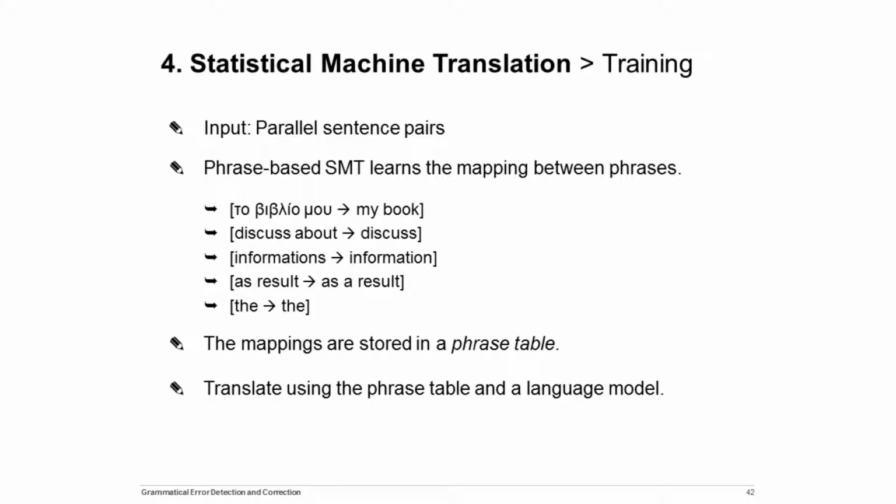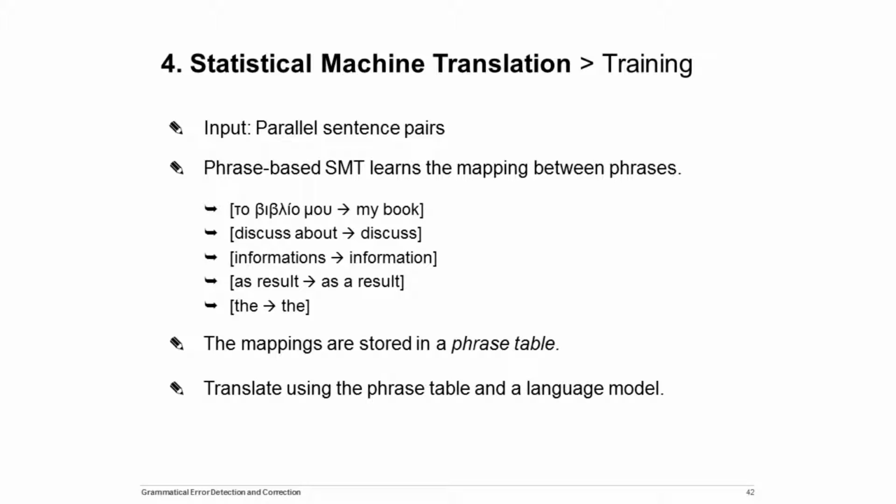How does this work? So I said before, you have the sentence pairs. Again, machine learning solves the problem. So phrase-based SMT just learns the mapping between phrases in the source and phrases in the target. So as examples, here's the Greek example. However you say that maps to my book, but the others, so discuss about is always wrong, so you would normally map that to discuss, and similarly information goes to information, and so on. And so you just build up a huge table of all the possibilities of what phrases can map to other phrases, and this is stored in the phrase table.